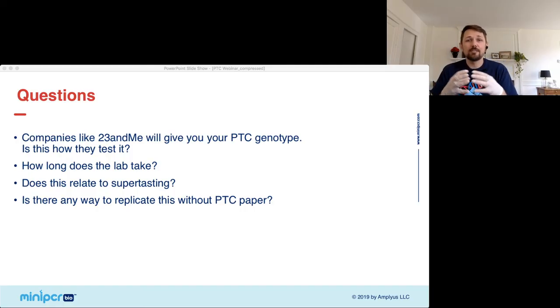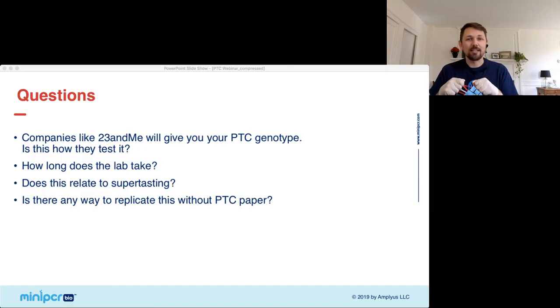So super tasting is something that people really like to talk about, probably because it makes you feel like you have a superpower. PTC does not relate to super tasting. It is not the same thing. Super tasting is a fun thing to investigate. One of the things it's related to is how many of those fungiform papillae you have on your tongue.